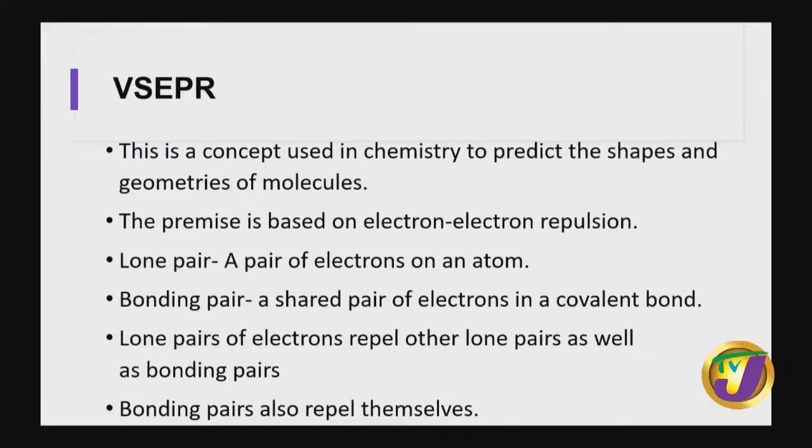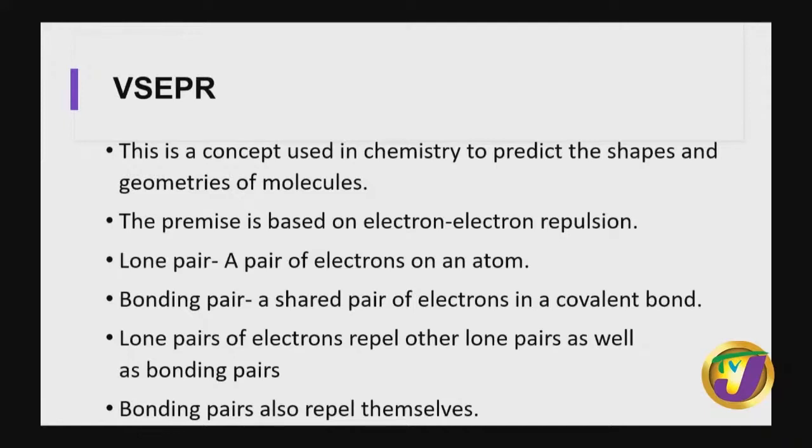But before we get into VSEPR theory and the steps to predicting the shapes, let's define a few terms. What is a lone pair? A lone pair is simply a pair of electrons on an atom. What is a bonding pair? A bonding pair is a shared pair of electrons in a covalent bond.